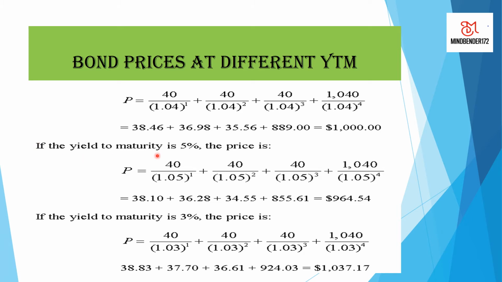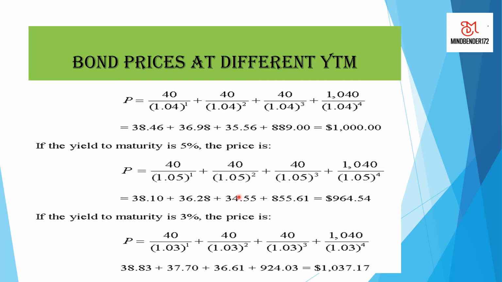Let's increase the yield to maturity to 5%. That means the bond's yield to maturity or required rate of return now becomes 5%. It is higher than the coupon rate. Now similarly, we value the present value of the bond. Same face value, 40, 40, 40 and 1040, that is the 1000 plus your 40 coupon. Let's see the present value now. Now it becomes 964.54. That means the bond will be sold at a lesser price than the face value.